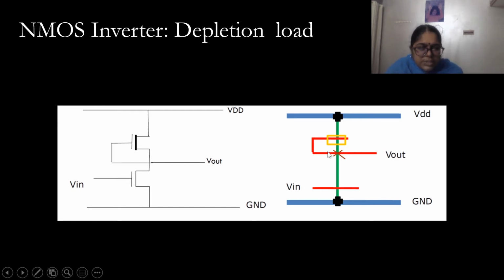This polysilicon layer is not continuous, it is not cutting the N diffusion to make a transistor, but it ends here and there is a contact and one more layer has been used here. Now instead of using polysilicon to get the output of the inverter, we can also make use of a metal at this particular point.